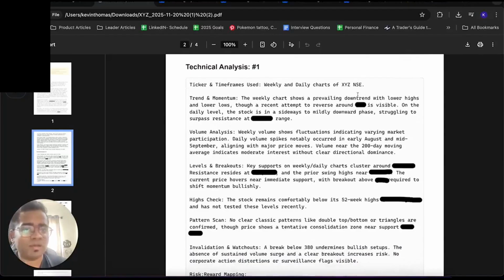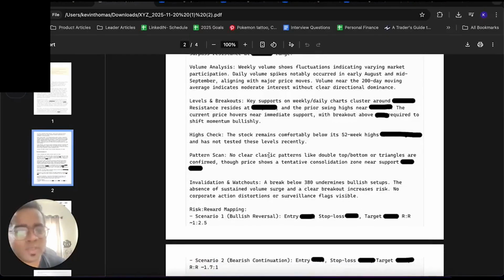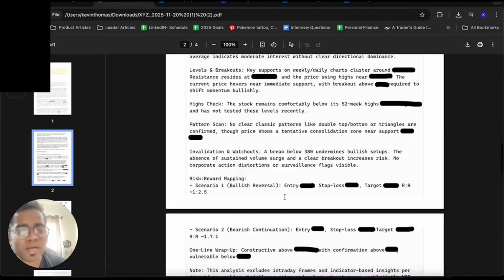I've hidden all these numbers, but you can see the trend, momentum, the volume analysis, 200 exponential moving average, 52 week high. It is checking for patterns if there are any. Finally, the best part is that it is also giving scenarios for entries and exits, with a risk to reward. I've obviously hidden it. If you are a great risk to reward person, you can go and take it. If it's less, you may not take it. And it also gives out bearish trends as well.